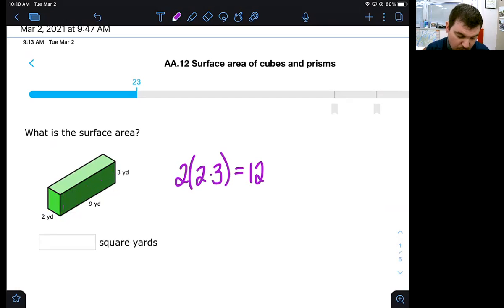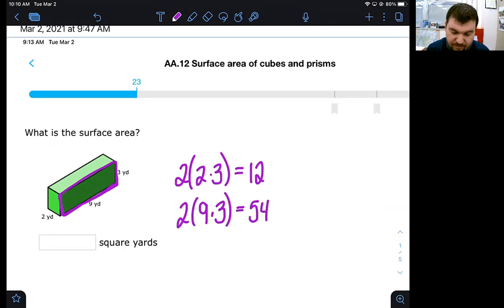Now let's do the right and left side. The dimensions of the right and left side are 9 by 3, but there's 2 of those. Nine times 3 is 27. 27 times 2 is 54. So 27 on the right, 27 on the left, 54 total. So I've got my right and the left side. I've got the front and the back side. That means I'm missing my top and bottom.